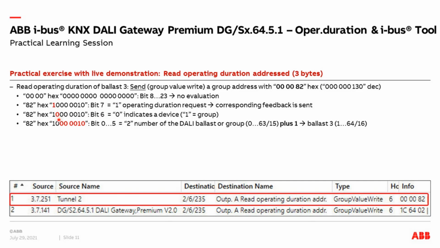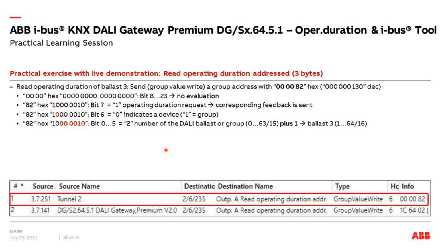The next bit, bit number 6, gives the information whether it is a group or an individual ballast. In our case, I want to read a value of a ballast, and then this bit must have the value 0. If you want to read out a group, then the value must be 1. So we have the first bit, the second bit, and the other 6 bits. Bits number 5 to 0 describe the number of the ballast or of the group.